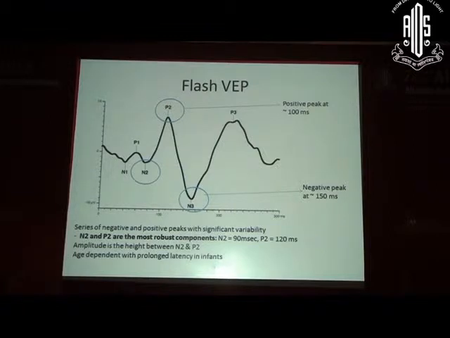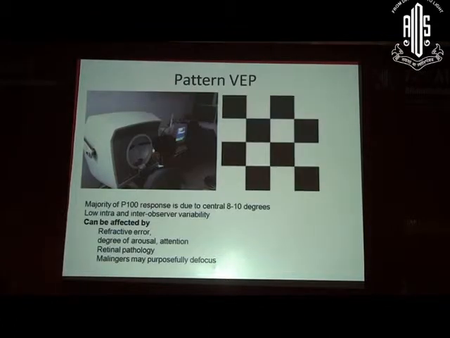It's a series of positive and negative waves, and N2 and P2 are the most robust components that we're looking at. They are the most predictable, and they give us the maximum information. The N2, a negative wave, comes around 90 milliseconds, and a P2 comes around 120 milliseconds. The amplitude is the height difference between the trough of N2 and the peak of P2. There is an initial delay in infants as the myelination gets completed, and then by 6 months to 1 year, you start seeing levels closer to normal.